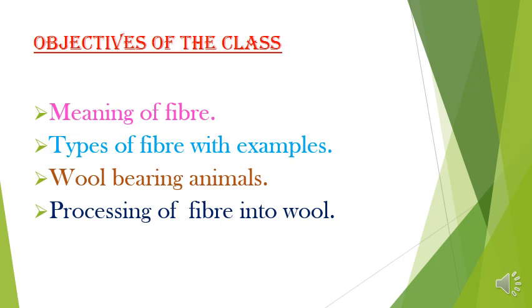Then we will discuss processing of fiber into wool. What are the stages involved in processing of fiber into wool? About that in detail we are going to discuss in today's class. Finally, we are going to discuss the occupational hazards of the people who are working in wool industries. These all are the objectives of the class. Hope you all are ready to discuss these points. Let us start learning and understanding the above objectives.